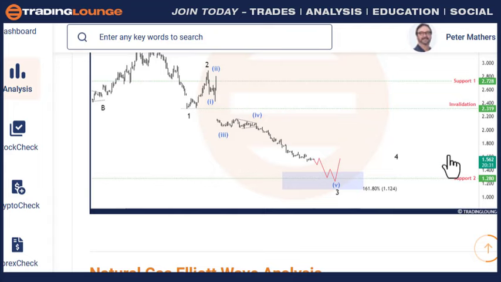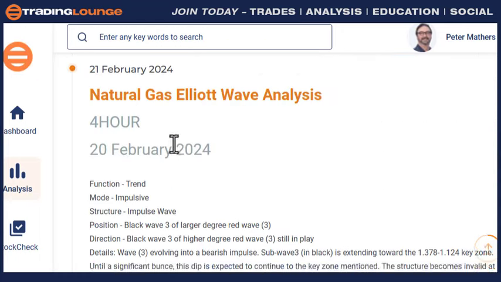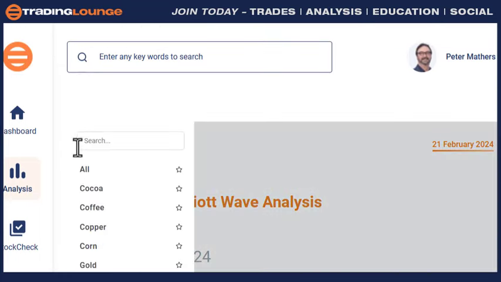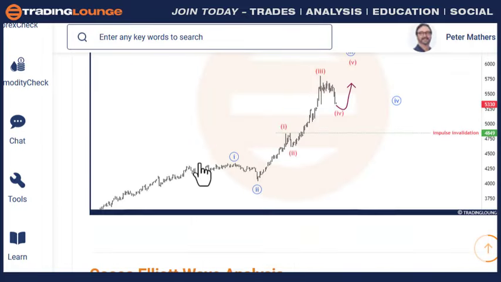You could probably count this a little bit differently as well, but I think as far as it stands, it's pretty good. So that's where natural gas is, and I just want to have a look at some of these for myself, actually, just some of the softs here.